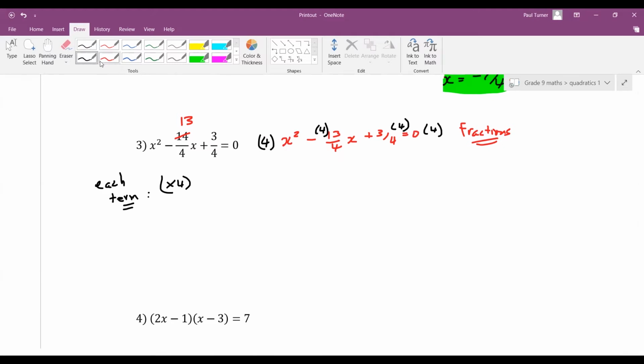So in this case, you're going to get 4x squared. This 4 will cancel that 4. That's why I did it. 13x. And then this 4 will cancel this 4. You'll get 3, and 0. 0 times 4 is 0. Okay, so in this case, we'll practice the AC method because we've got a number here which is not 1. So let's use the AC method from last week. And AC would be 4 times 3, isn't it?